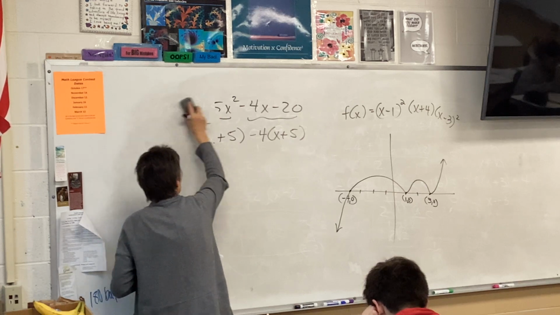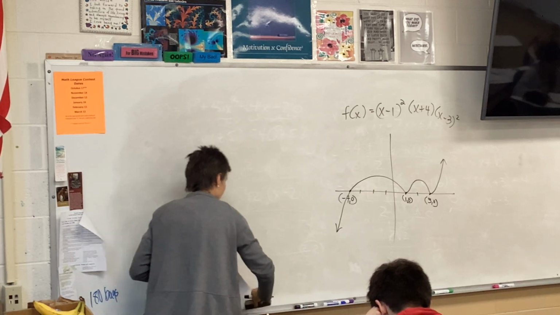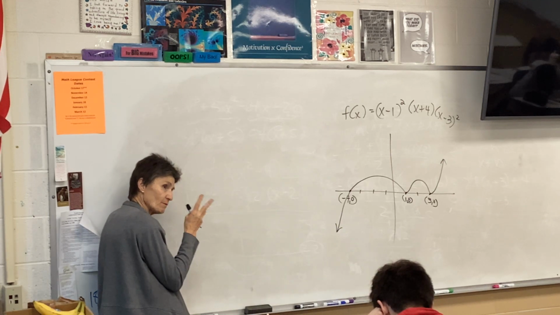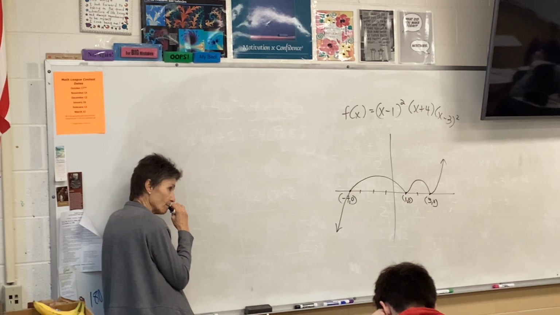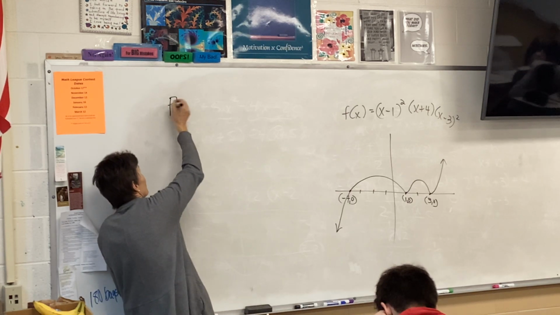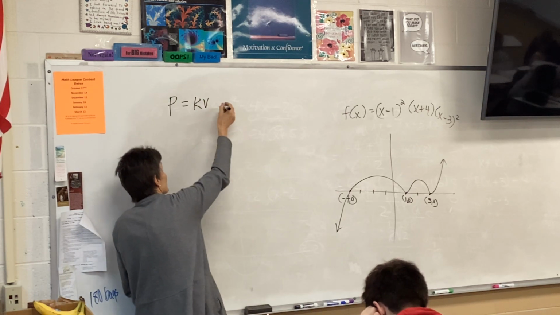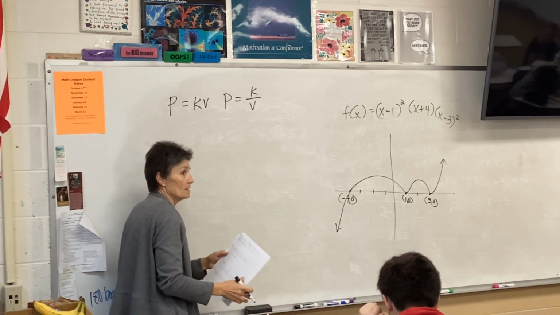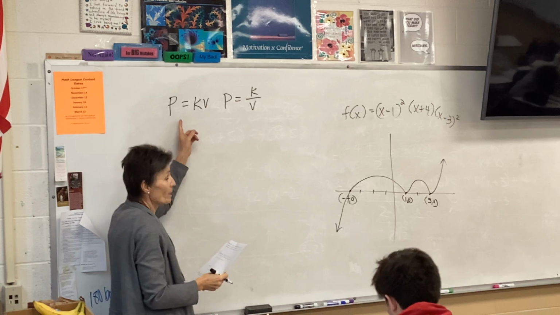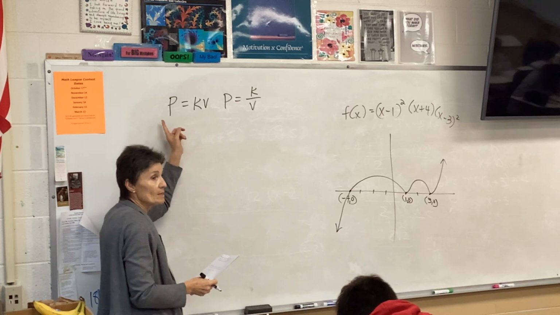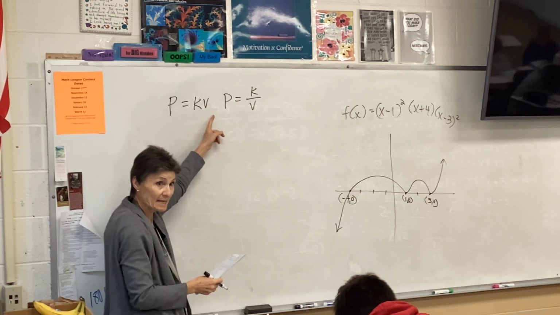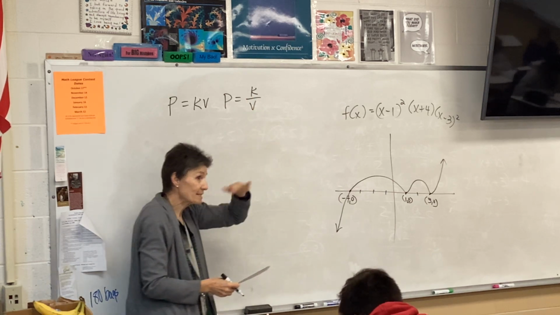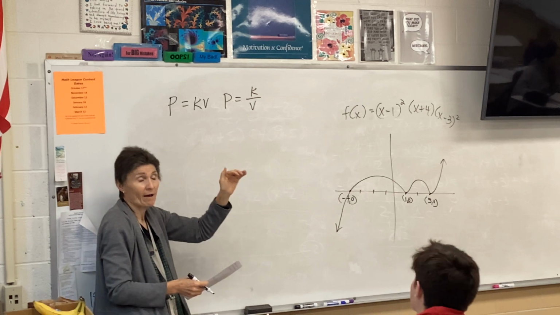Pressure varies inversely as volume. Remember, the only 2 kinds of variation we're concerned about are P equals KV or P equals K over V. First thing is pressure, second thing is volume. So first equals K times second, or first equals K over second. That's it. Those are the only 2 options you have.